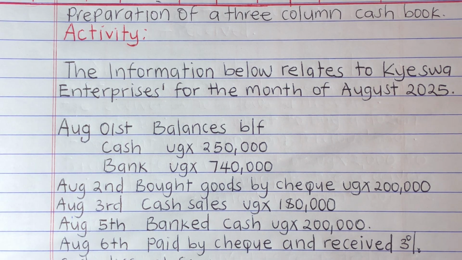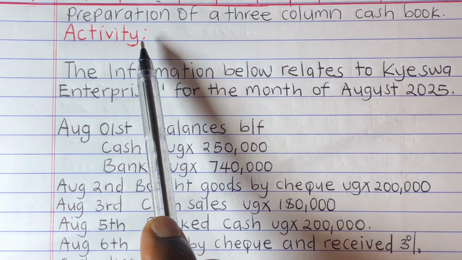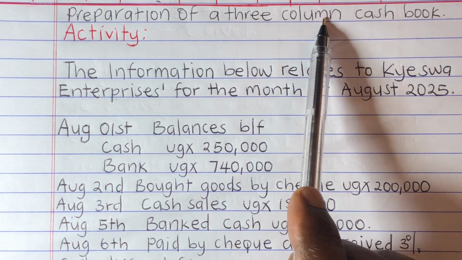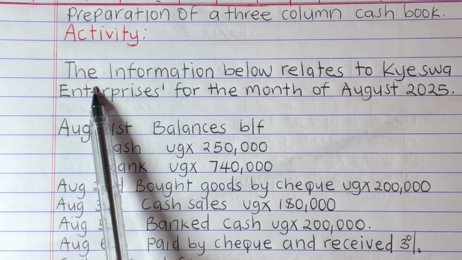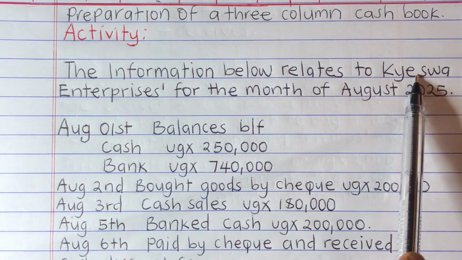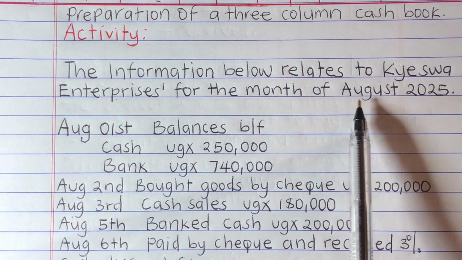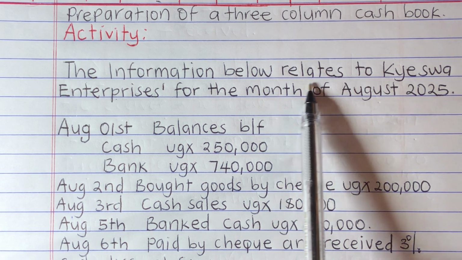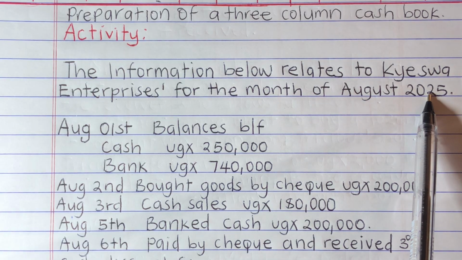So in today's lesson, I have a worked out example on the preparation of a 3-column cash book. We have an activity here, and this is our question. The question goes: the information below relates to Cheswa Enterprises for the month of August 2025.